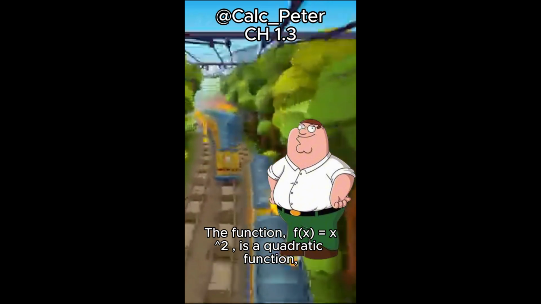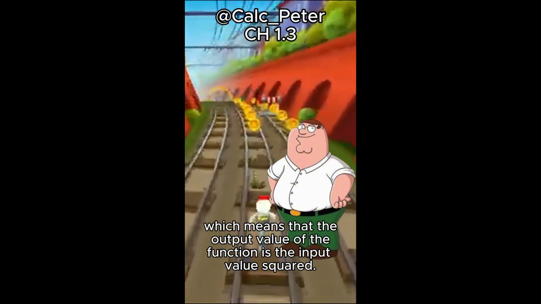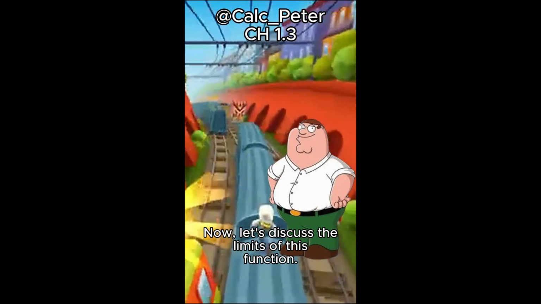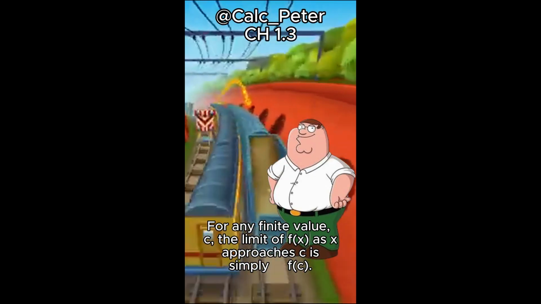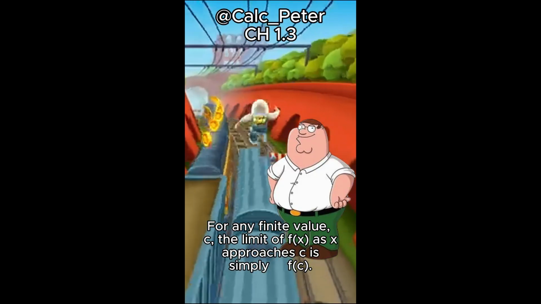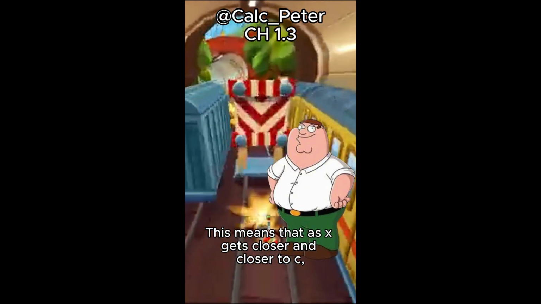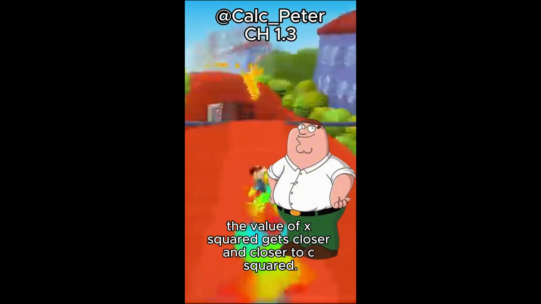The function f(x) equals x squared is a quadratic function, which means that the output value of the function is the input value squared. Now, let's discuss the limits of this function. For any finite value c, the limit of f(x) as x approaches c is simply f(c). This means that as x gets closer and closer to c, the value of x squared gets closer and closer to c squared. Thanks, Peter.